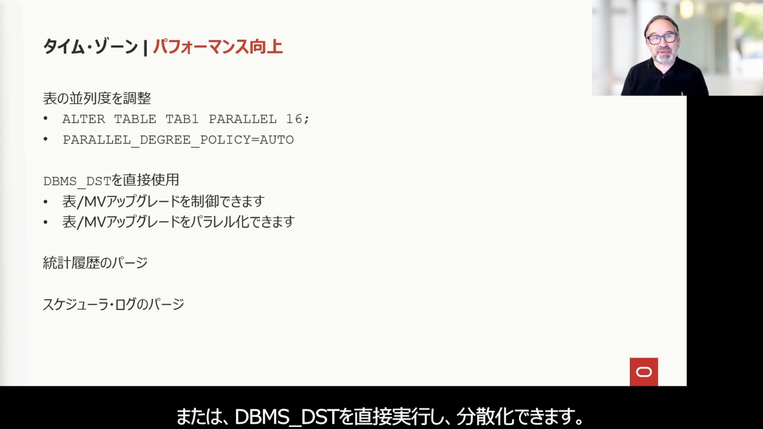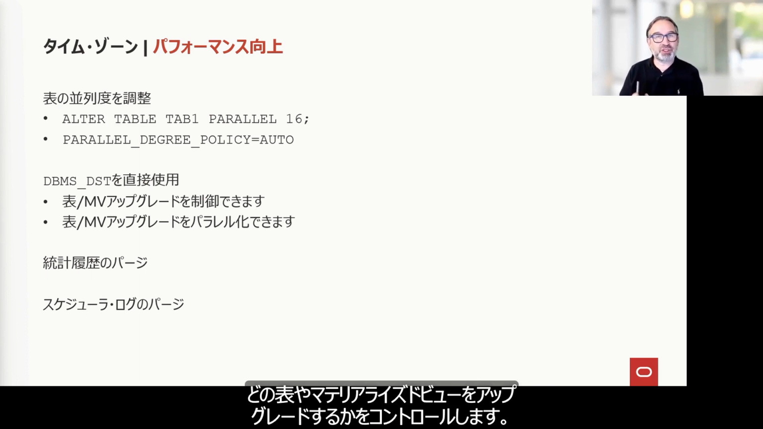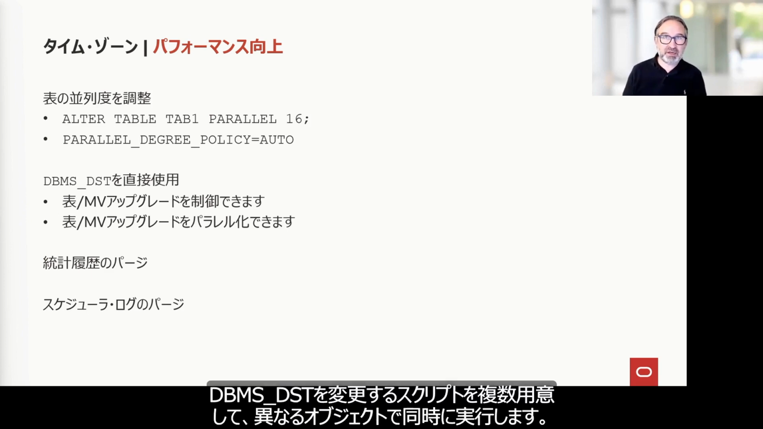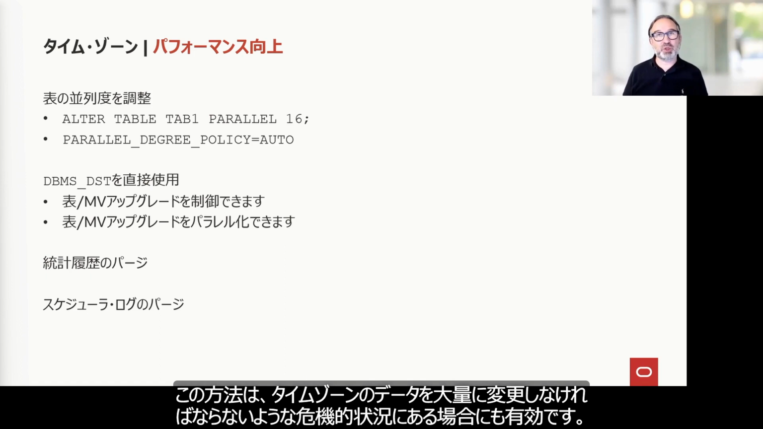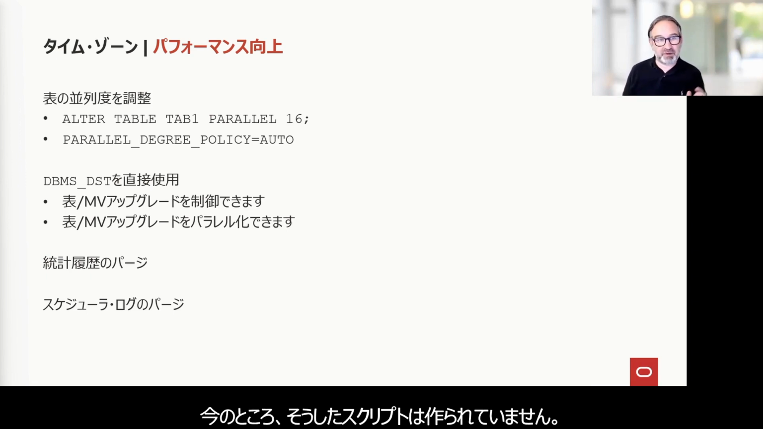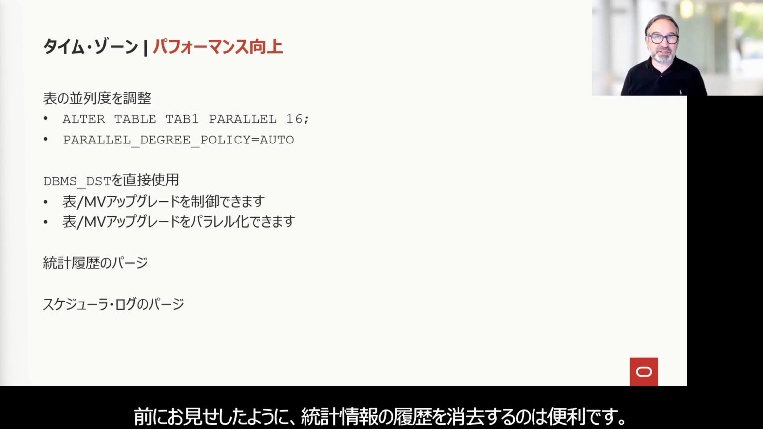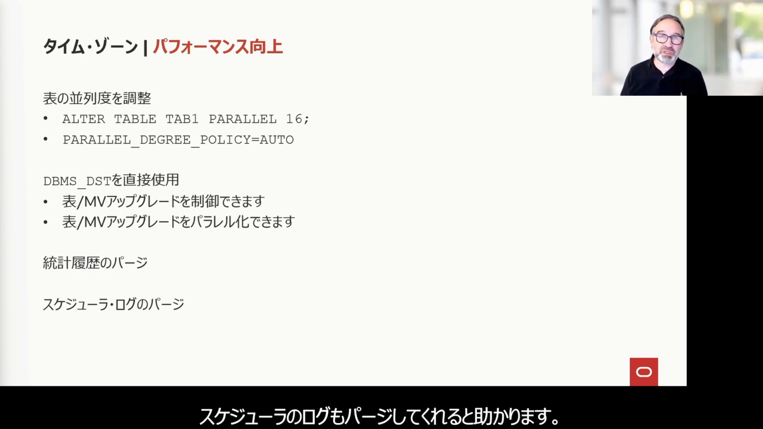Or you run DBMS_DST directly. So you spread it out. You control which tables or materialized views will be upgraded. You can parallelize, so have several scripts with DBMS_DST changes and run them at the same time on different objects. This is also a way when you are really in a critical situation, you need to change a lot of time zone data. The script is not made for that right now. Purge statistics history, as I showed you before, that's helpful. Purge also the scheduler logs, that is helpful as well.